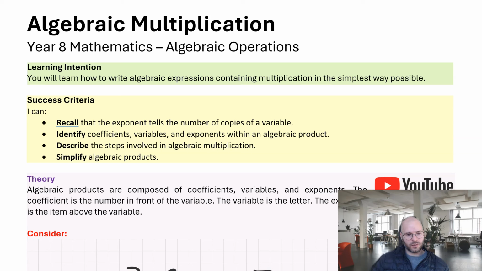Welcome to this video on the topic of Year 8 Mathematics, Algebraic Multiplication. In this lesson, you'll learn how to write algebraic expressions containing multiplication in the simplest way possible.